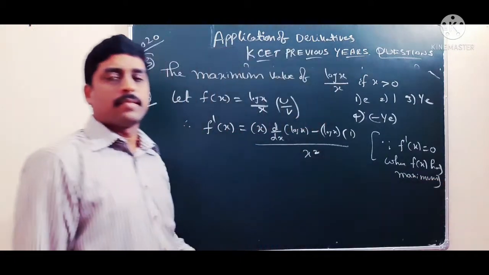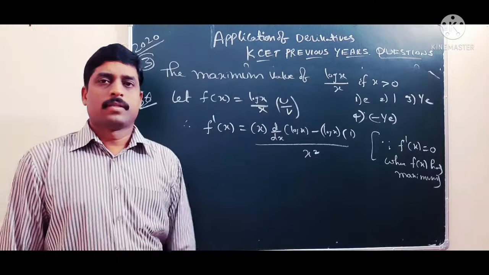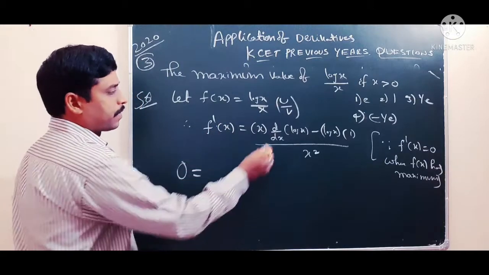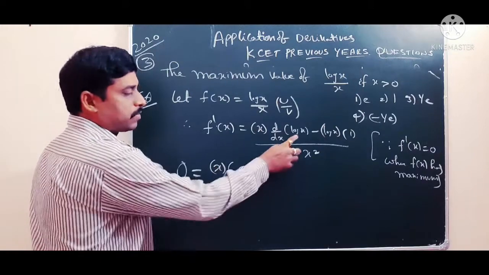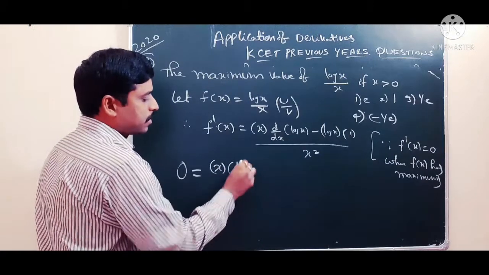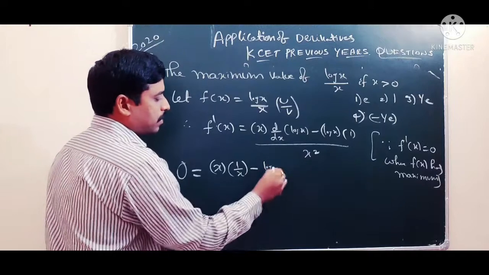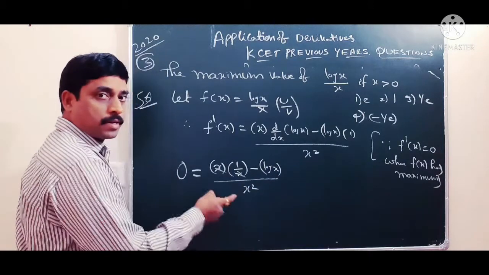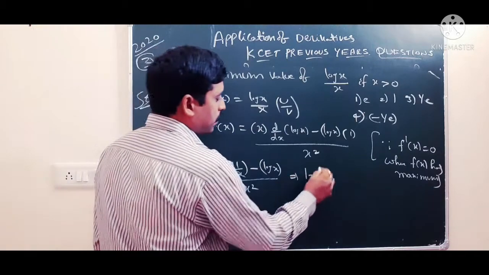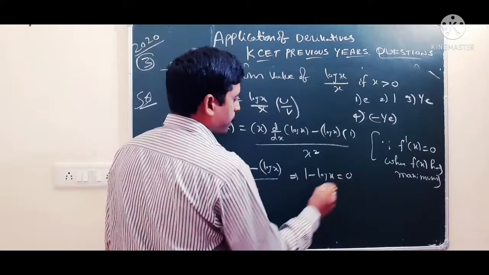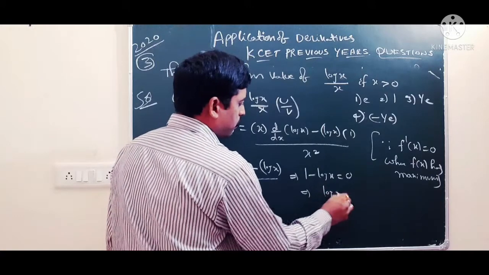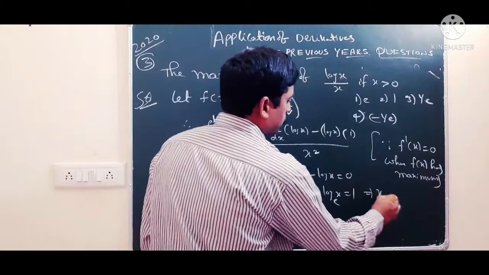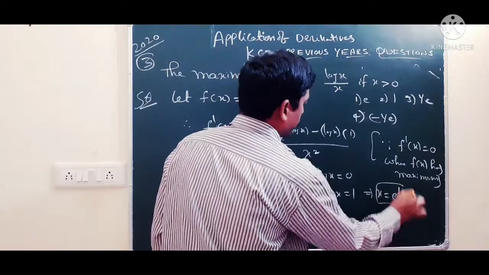If f of x has a maximum value, then f dash x is equal to 0. Now write the f dash expression equal to 0: x into the derivative of log x, we get 1 by x, so into minus log x by x square. The x gets cancelled, and by cross product this will be 1 minus log x is equal to 0. Therefore log x equals 1. This is log base e. So therefore x is equal to e power 1.